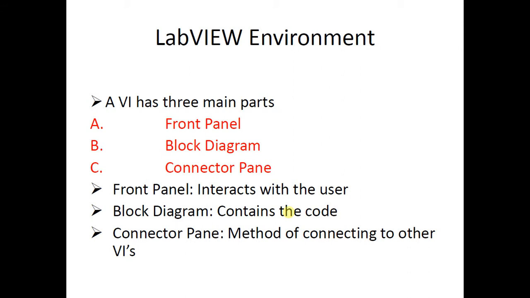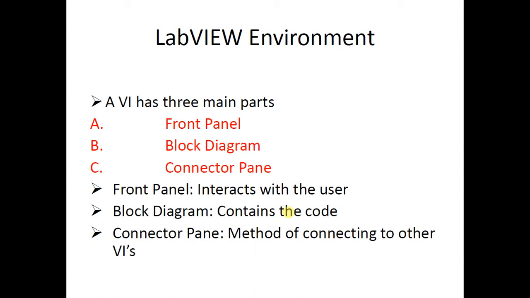The front panel will interact with the user. The front panel is built using controls and indicators. Controls are inputs, means they allow a user to supply information to any VI, and indicators are the outputs, means they indicate or display the results based on the inputs given to the VI.